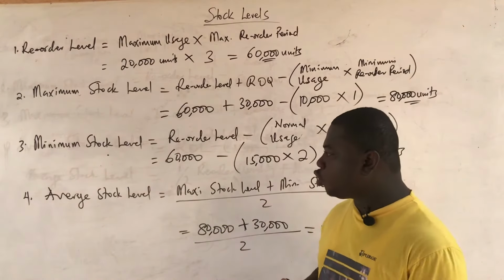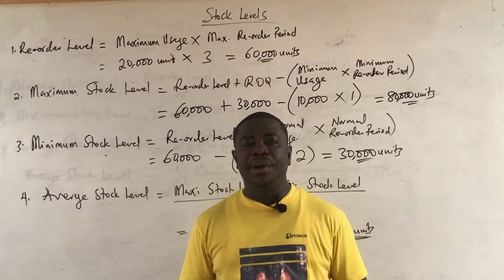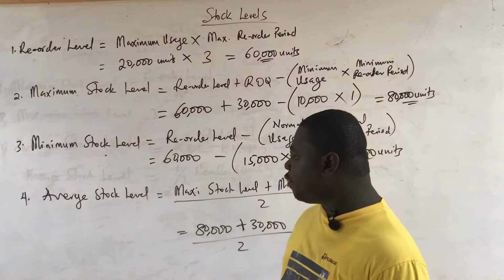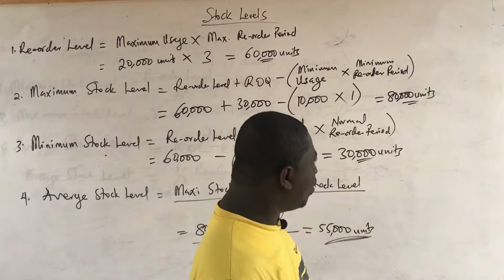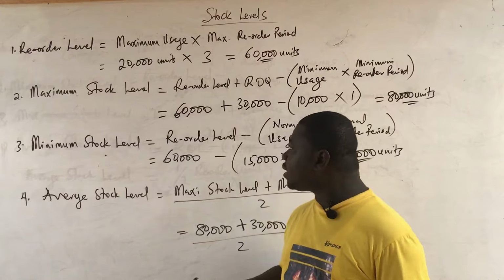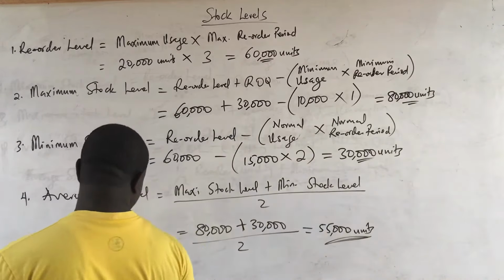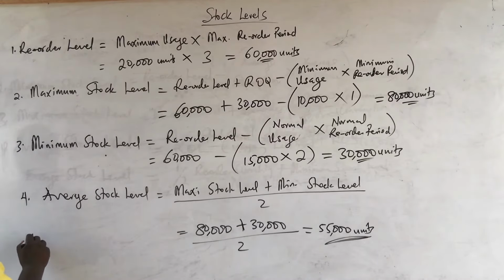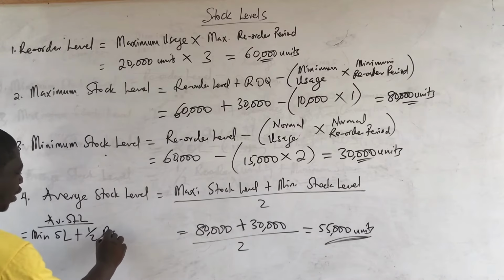Okay, I'm sure your understanding has been completed. Now, I remember that I made mention of an alternative formula for the average stock level, which is your minimum stock level plus your half reorder quantity. And so let us try using that and see if we are going to get the same answer as this. Okay, so let me use this space for that. We are still calculating the average stock level. And then it is my minimum stock level plus half reorder quantity.